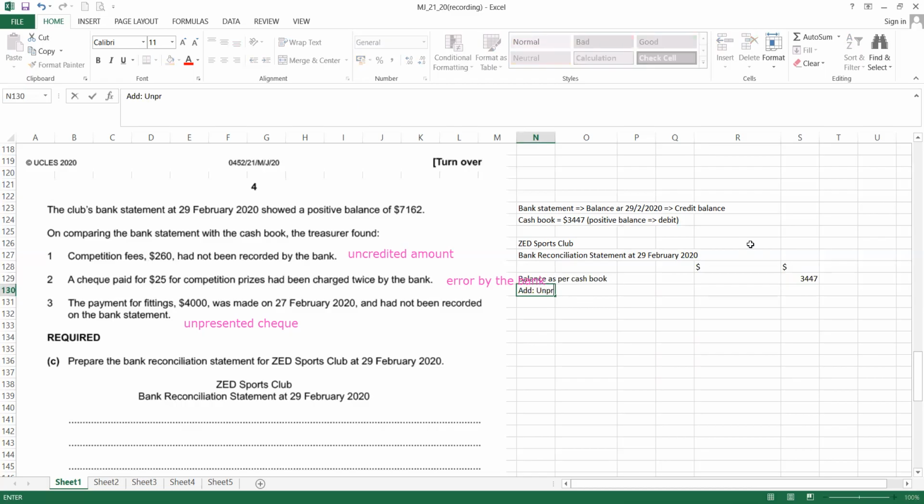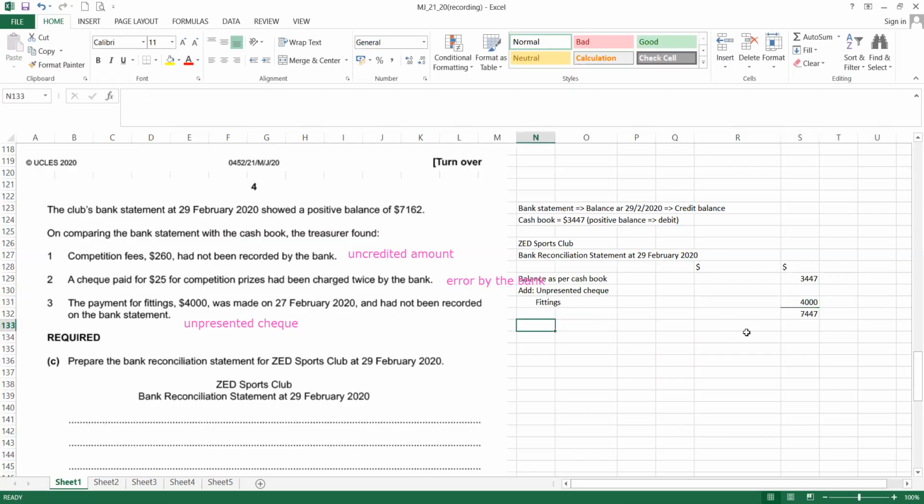Add unpresented check. So in here, this is an unpresented check. So what is the item? Write down what the item was meant for. Payment for fitting. So you can see, put fitting. Just put some description to show it. And because this is only one amount, we put in 4,000 into the second column. If you have two amounts, then you show the subtotal in here, the detail in here.